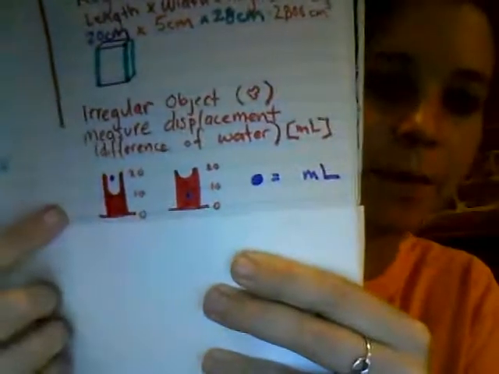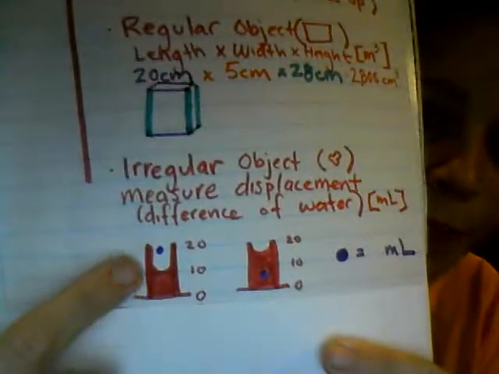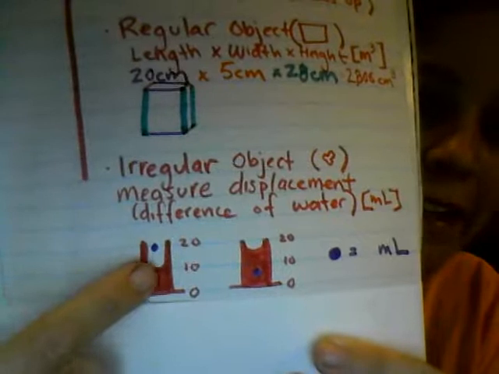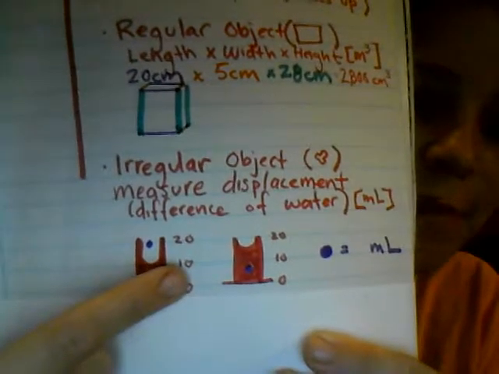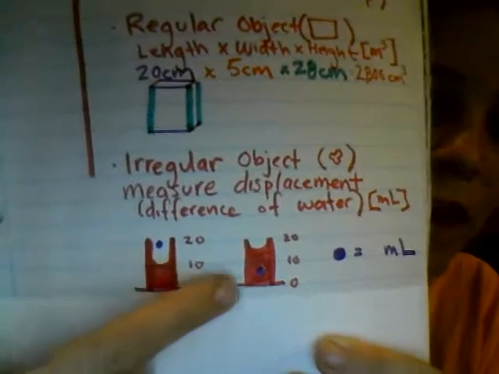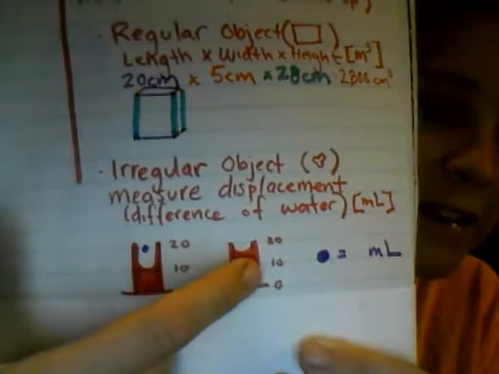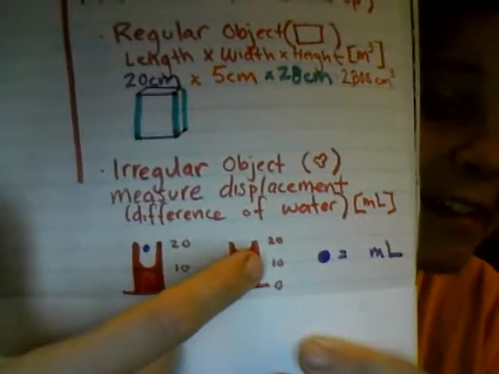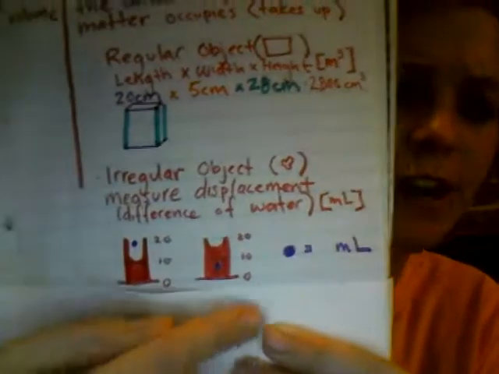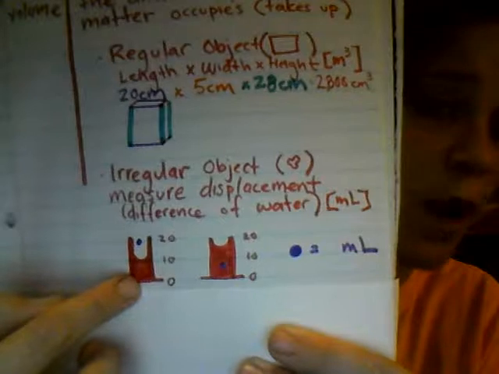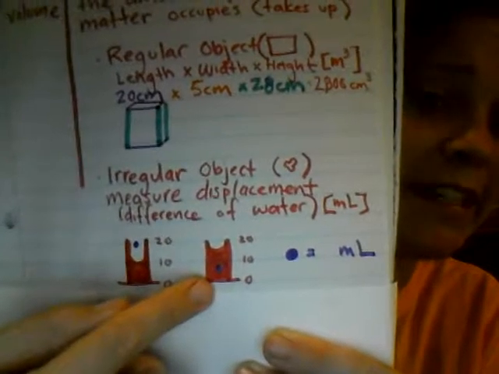Let's say you had an object, this purple ball, that you wanted to measure. Right now, if I look at the meniscus, that's the bottom, I see that it's about 10 milliliters. And when I drop the ball in, I see the water level rises to about 18. So let's think about that. It starts at 10, the water's at 10. When we add the ball, it goes to 18.